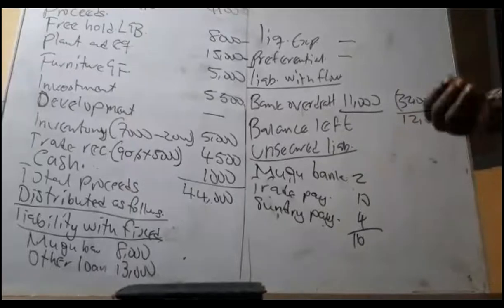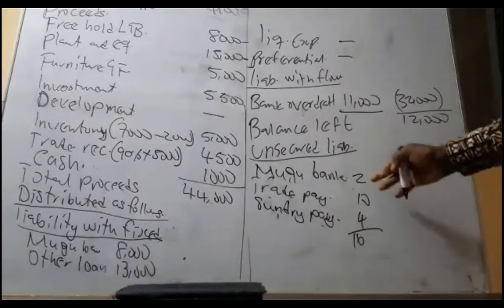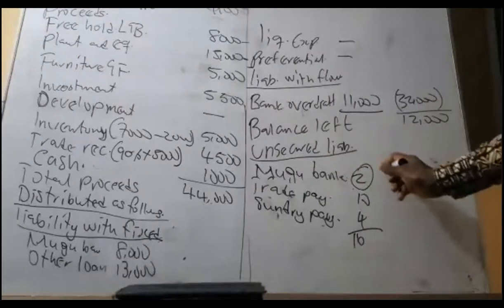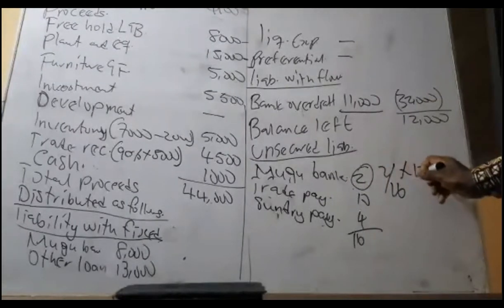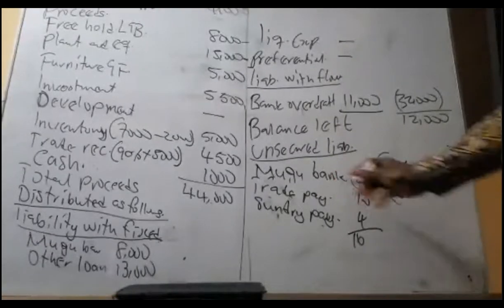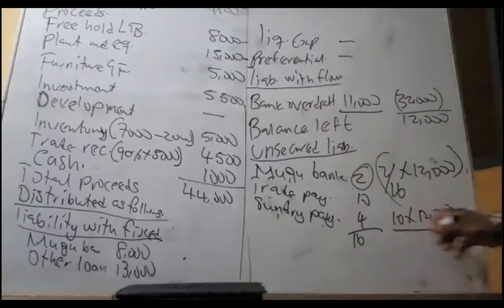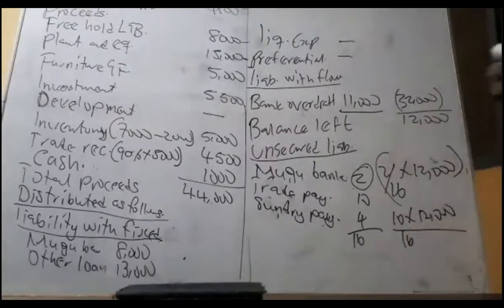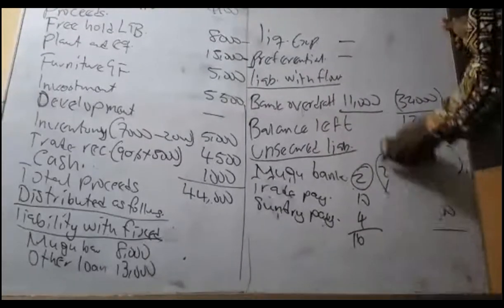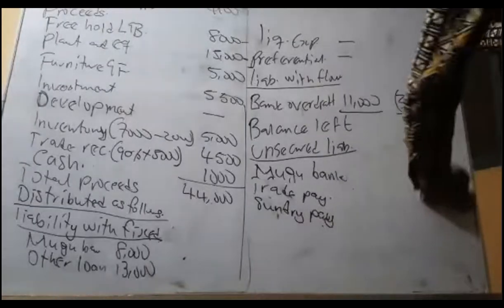How do you share the money? It must be prorated on the proportion of what each has. So for Mugu Bank, I'll take what they have now, 2, divided by 16, times 12,000. That's how I'll do the sharing. The trade payables will take 10 times 12,000, all divided by 16, in that order. So kindly go by this approach and you will be fine.